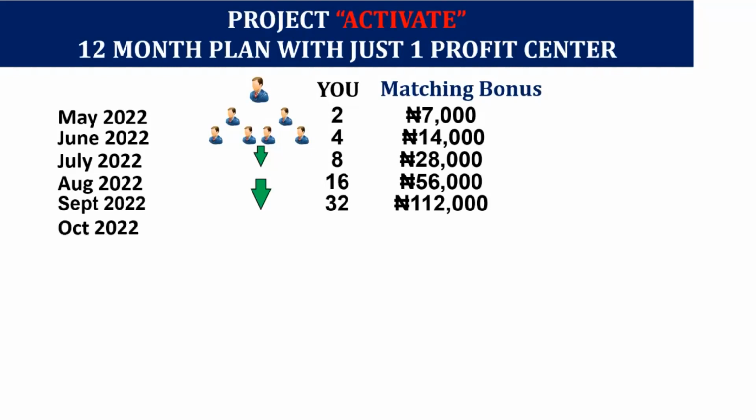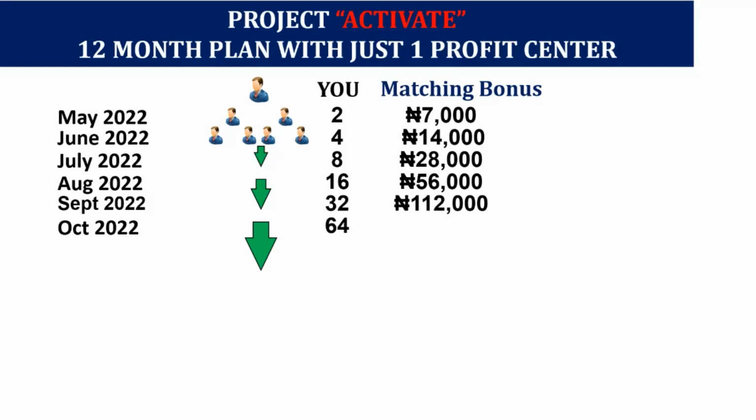In October, 6 months from now, the people who were sponsored in September will also activate. And once they activate, 64 new persons will join you. Remember, you only connected a minimum of 2, only 2 minimum.